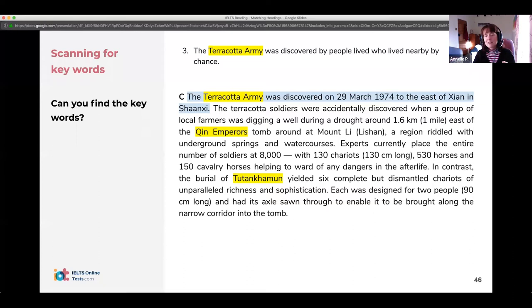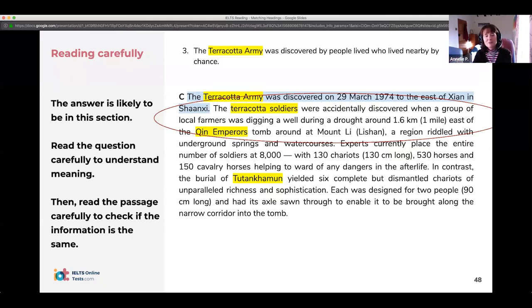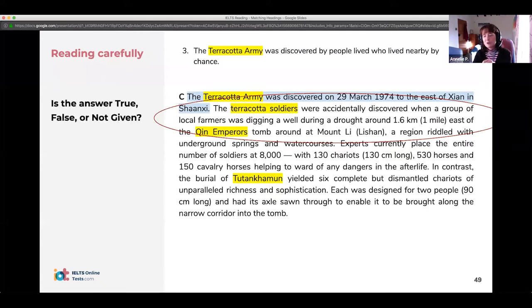And we've got the key word. So can you find some synonyms for "discovered by people who live nearby"? There's a typo there. Okay, very good. So local farmers, so live nearby, local. Accidentally, by chance. A lot of people, before you put accidentally, you put local. So we know we're in this area. Is it true, false, or not given?